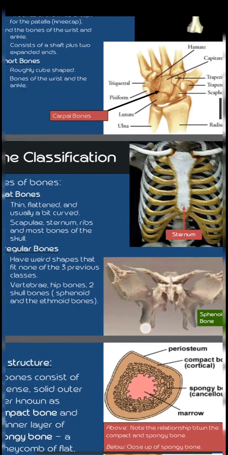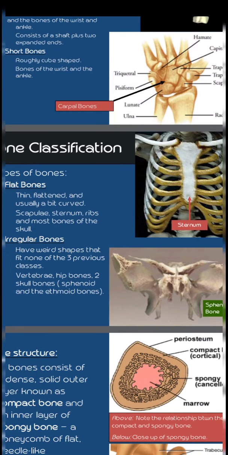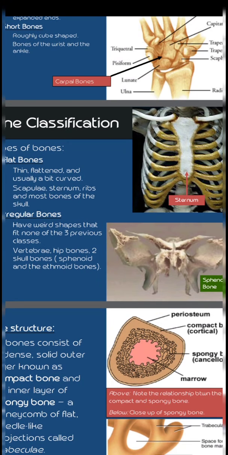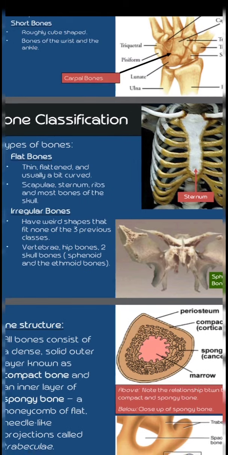As they do not fit the criteria of the above 3 types. The vertebra, the hip bones, 2 skull bones in particular, sphenoid and ethmoid, are irregular bones. Sphenoid and ethmoid are located behind the nasal cavity. They have large spaces within them, which are known as sinuses.